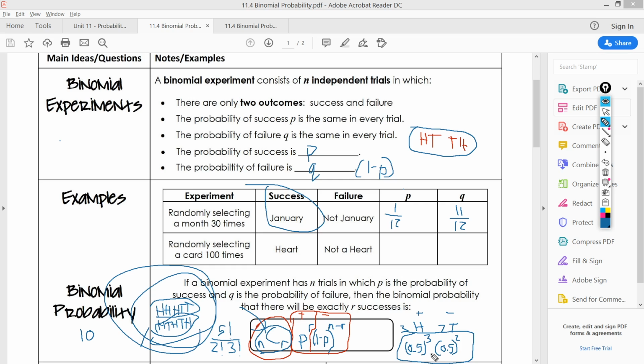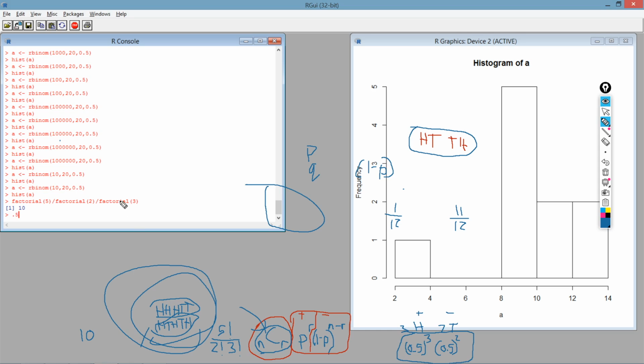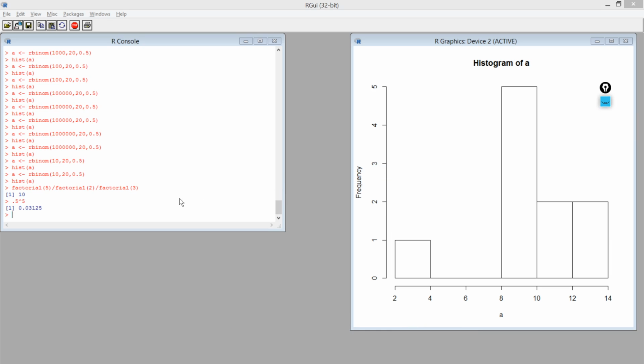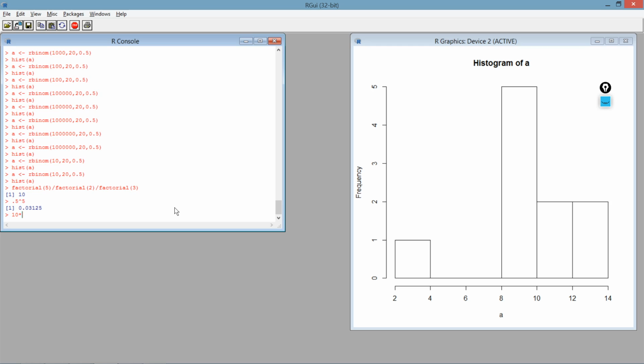So for this probability, 0.5 raised to the 5th power, when I do that, I get 0.03125. That's the probability of getting one of the combinations of 3 heads, 2 tails. But I can have 10 different arrangements of those 3 heads, 2 tails. So it's 10 times that, or 0.3125. So about 30% of the time, we'll get 3 heads, 2 tails.